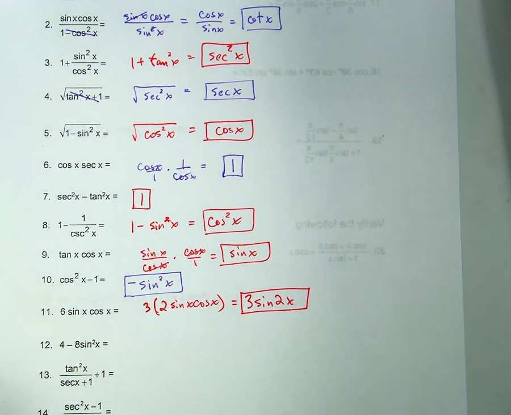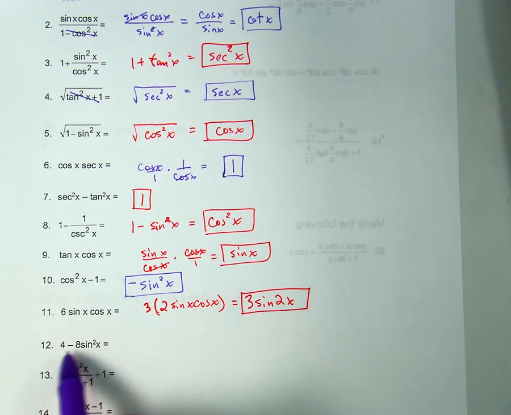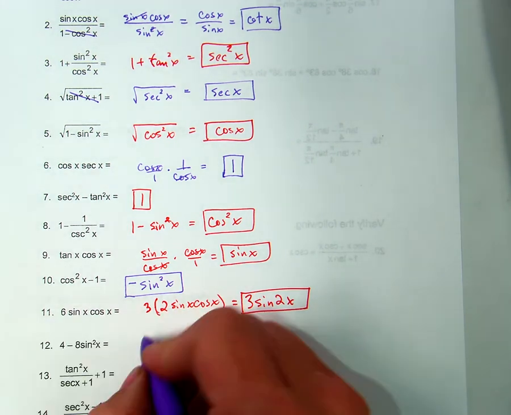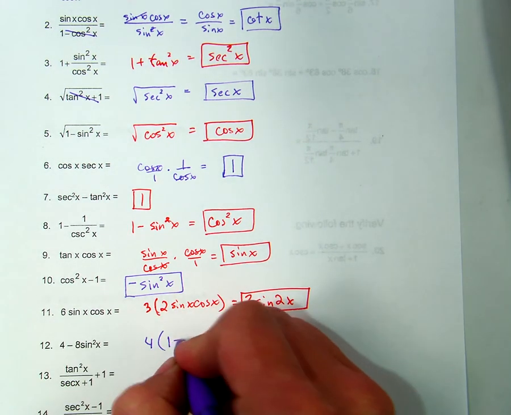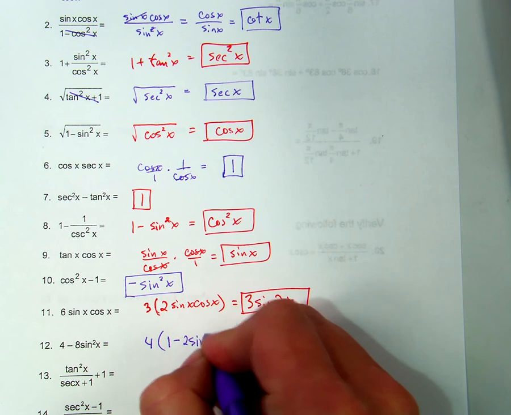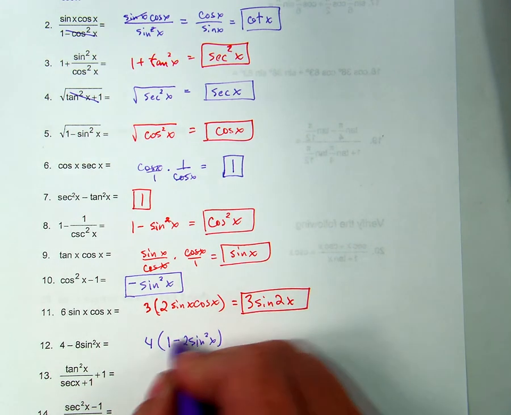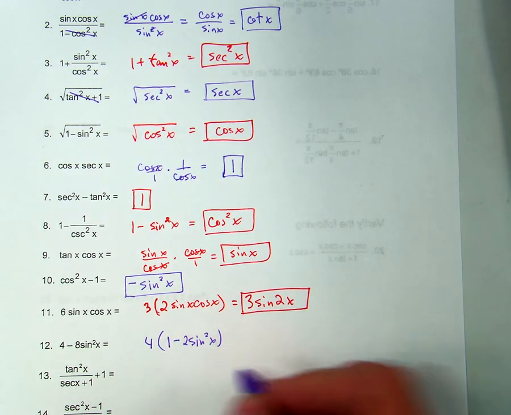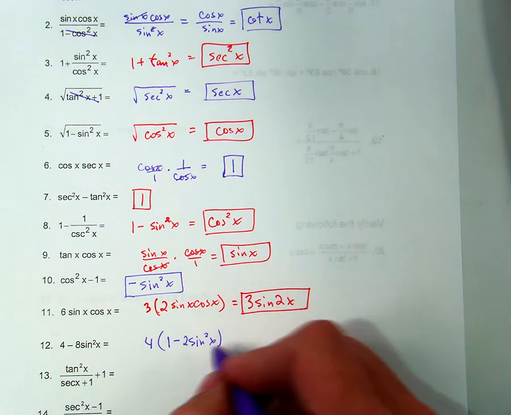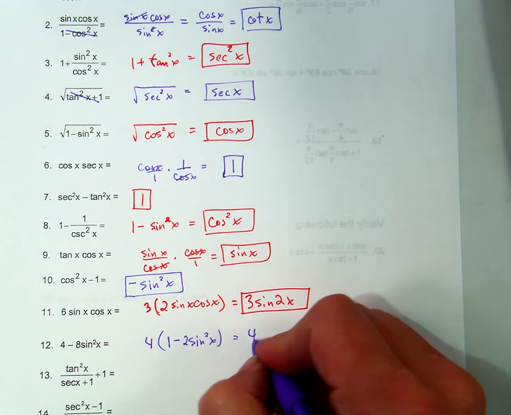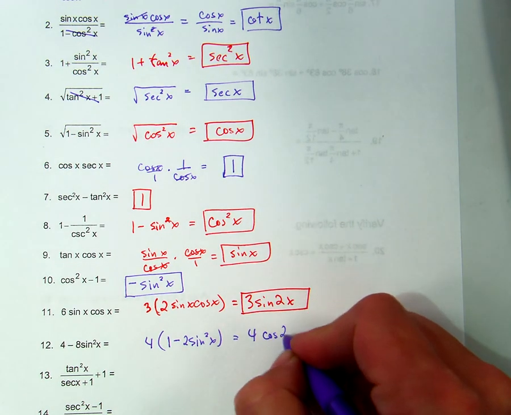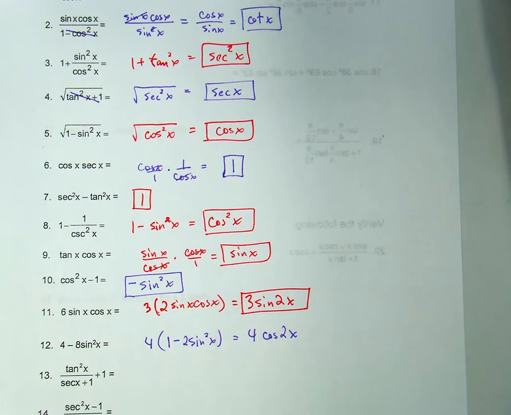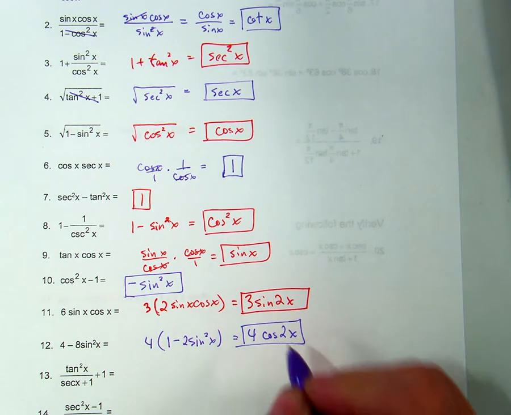Number 12, we're going to do a very similar case here. We have what looks kind of like the cosine double angle identity, but we need to make that a 2. We can factor a 4 out. So we'll end up with 1 minus 2 sine squared x. This is our cosine identity for cosine 2a, in this case 2x. So we'll have 4 cosine 2x. And so that would be the answer for number 12.